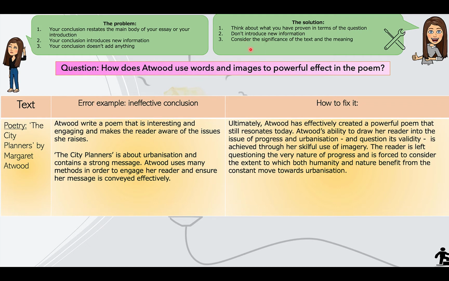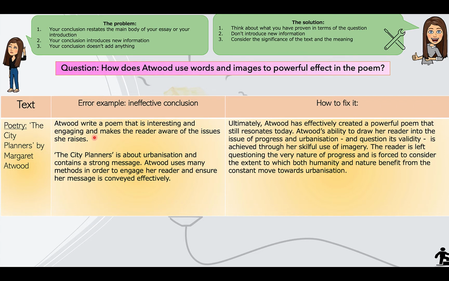So when you're writing your conclusion, in order to make it successful, you do want to think about what you've proven in terms of the question. You don't want to introduce any new information at this point because you don't have time to really cover it in detail. A good way of ending your essay is to consider the significance of the text that you're looking at and the meaning. Even though I'm looking at poetry today, this works for any literature text.